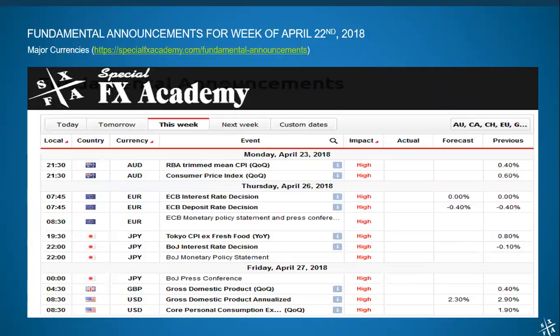Of course, if it does change, it would be a major upset in either direction. If it increases or decreases, it would massively shift the euro, but no one expects the ECB to make any changes this time around. They will have both the interest rate and the deposit rate decision happening at the same time, 7:45 a.m. U.S. Eastern Time, followed about 45 minutes later by a monetary policy statement and press conference.